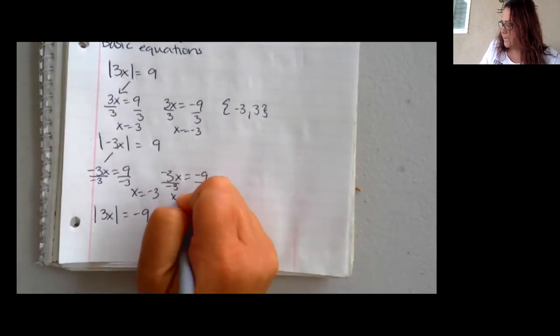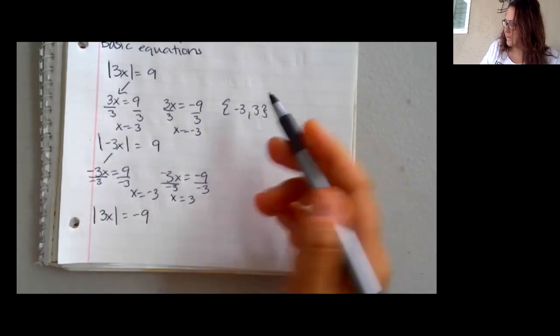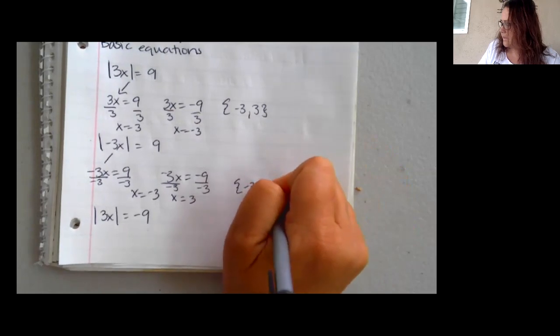I get x equals -3, x equals +3. Remember, you have two negatives here, so they cancel out. And again, my answers are -3 and 3.